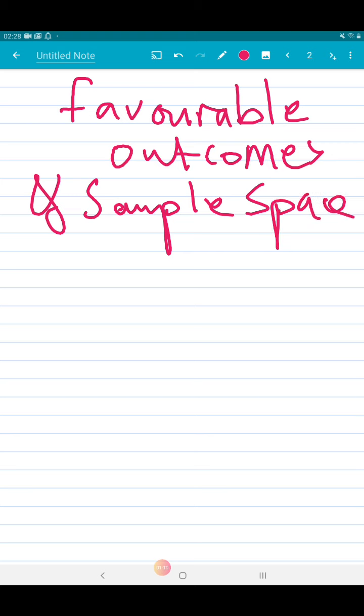Consider the event where we obtain an even number. You know the even and odd numbers. Even numbers: 2, 4, 6, 8, and so on. The odd numbers: 1, 3, 5, 7, etc. Okay? Consider the event where we obtain an even number when we roll a die. How many possible outcomes are there for this event? Okay?